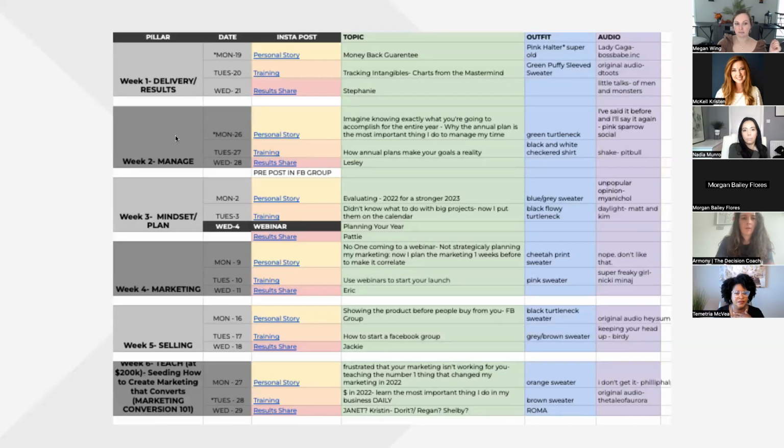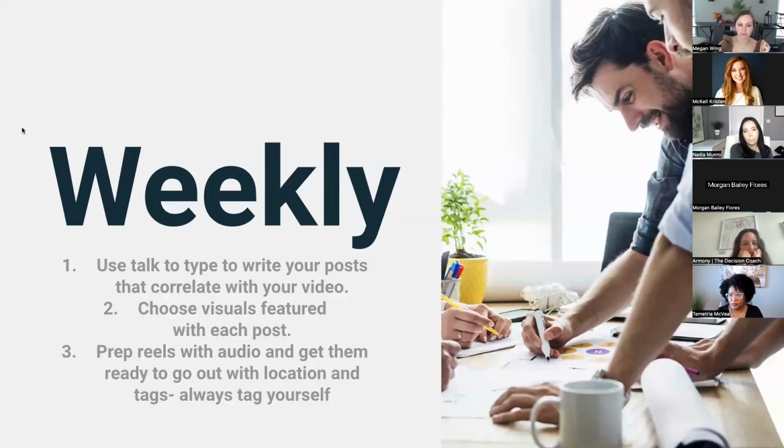This is what it would look like: the delivery, manage, mindset, marketing, selling. I was seeding here that I was doing the marketing conversion one-on-one, so I wanted to make sure I was positioning myself there. For the webinar I did about planning your year, I made sure to talk about each of those topics during the week, like managing your time and planning. And we'll talk about how to market your webinars and the key pieces to send your email list on week 6, which will be in about 3 weeks.